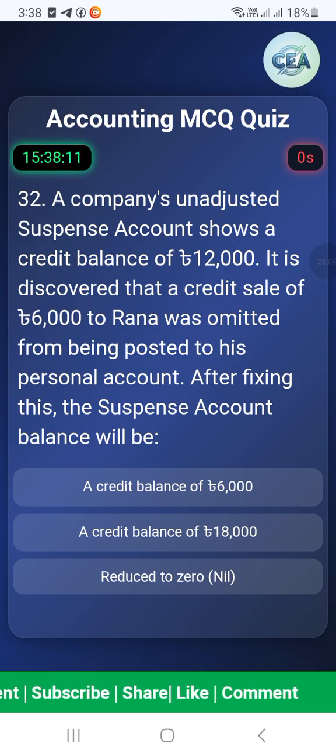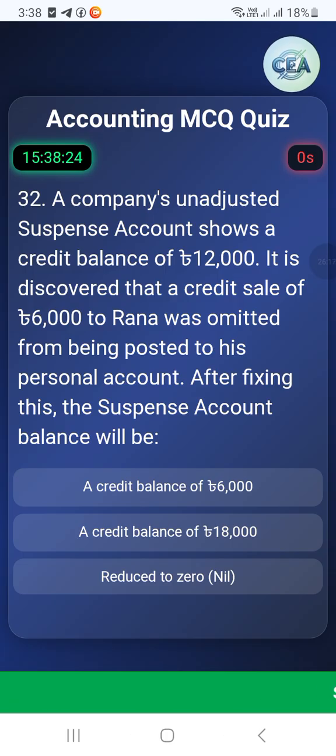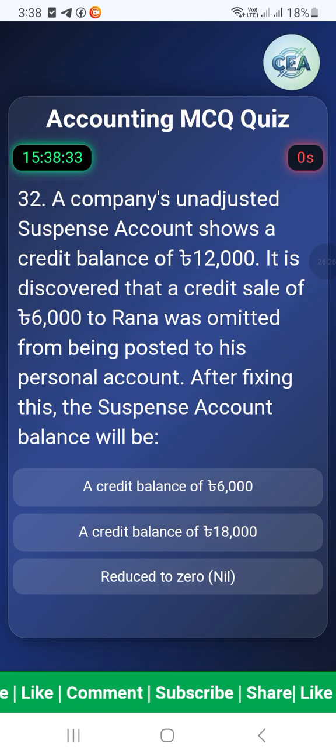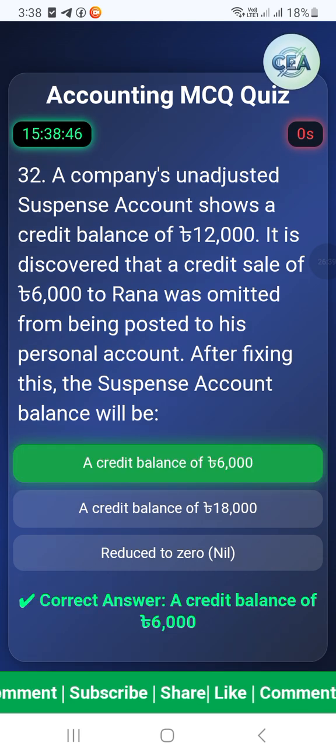32. A company's unadjusted suspense account shows a credit balance of 12,000 takas. It is discovered that a credit sale of 6,000 takas to Rana was omitted from being posted to his personal account. After fixing this, the suspense account balance will be: Option 1. A credit balance of 6,000 takas. Option 2. A credit balance of 18,000 takas. Option 3. Reduced to 0, nil. Correct answer is a credit balance of 6,000 takas.